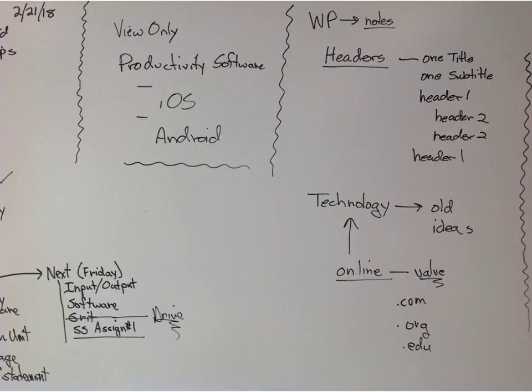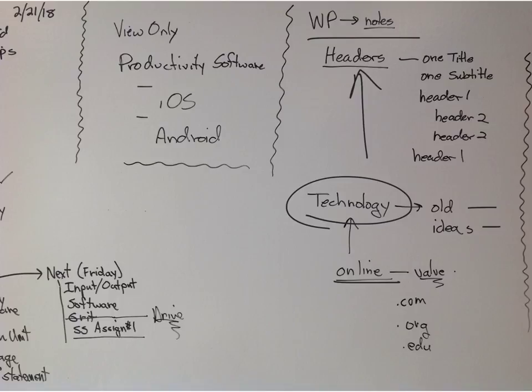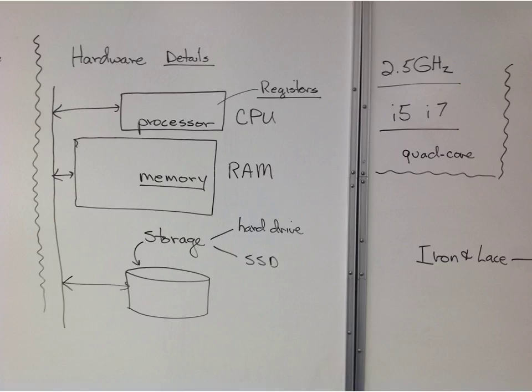Alright, so a little review. I already mentioned this, but word processing notes, so you should be aware of the headers. It was about technology, some of it old, the ideas were good. Online material, does it have value? You need to be careful how you approach that. Alright, here is the review. Let's look a little bit here at some of the things we talked about.